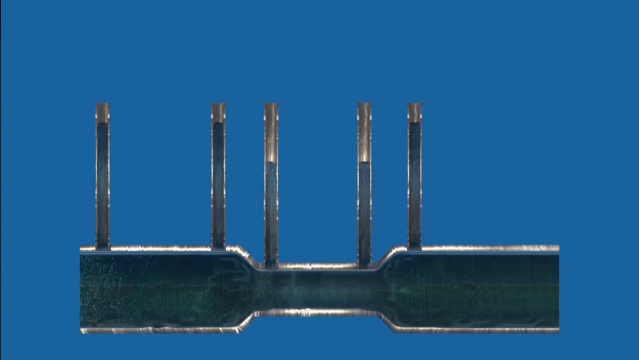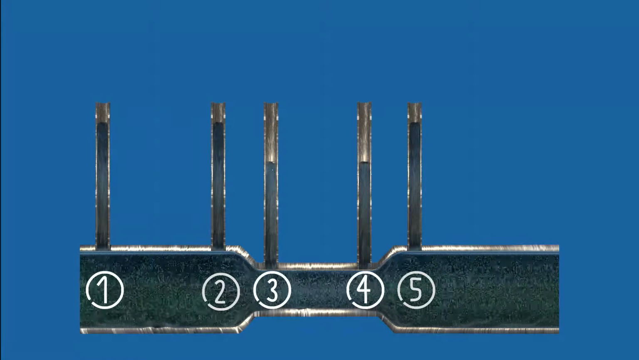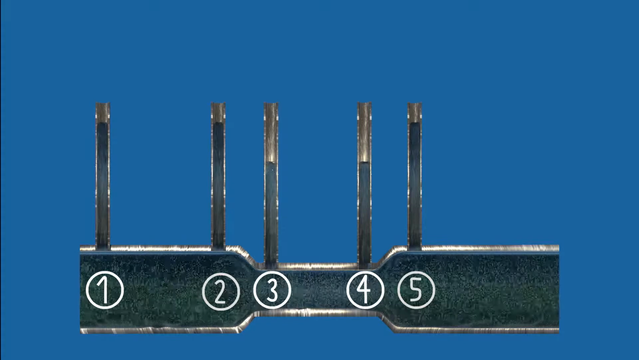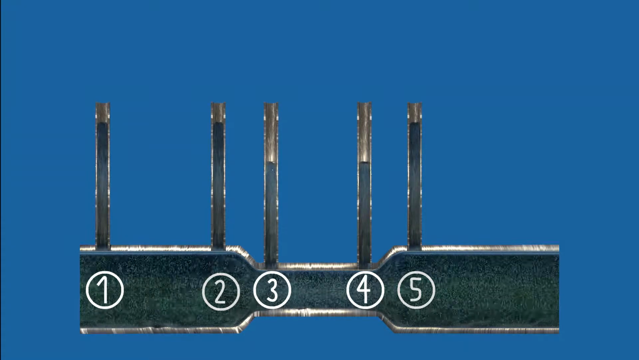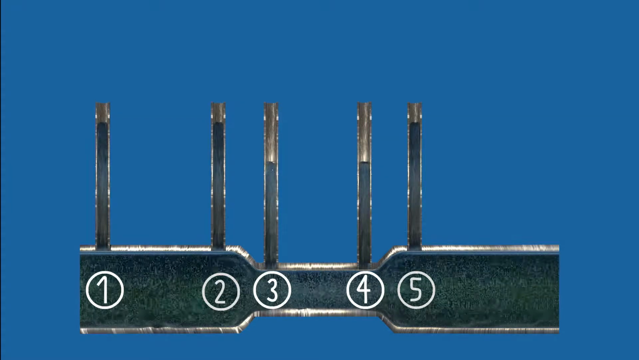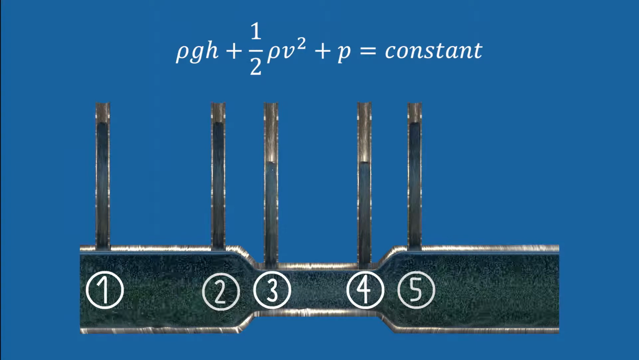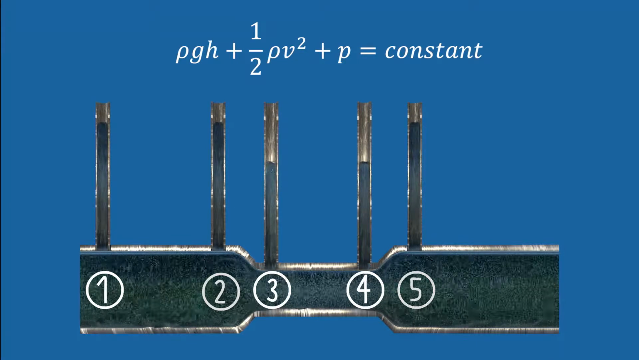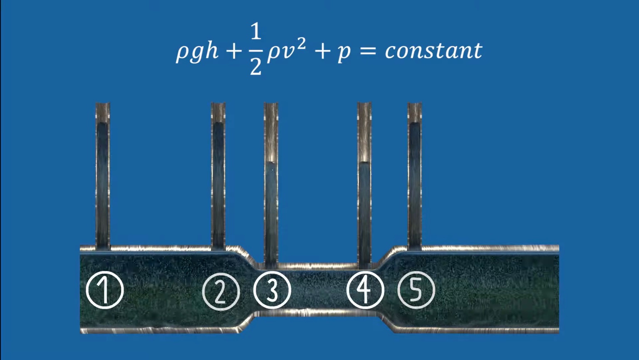Next, we consider the flow of water through a pipe with varying cross-sections. In cross-sections 1 to 5, we are measuring the static pressure using water columns. Between any two of those points, a stream tube can be created for which Bernoulli's equation is valid. Neglecting friction again, the sum of gravitational pressure, dynamic pressure, and static pressure remains constant along the stream tube.